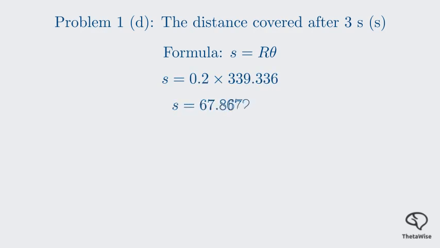Finally, for problem 1, part D asks for the distance covered s by a point on the circumference after 3 seconds. This linear distance can be found using the angular displacement we just calculated. The formula connecting these is s equals r times theta. From part C, theta is 339.336 radians, and our radius r is 0.2 meters. Plugging in the values, s equals 0.2 times 339.336. The result is 67.8672 meters. The memo shows 67.867 meters, which again matches our answer when rounded to the same precision. We have now fully solved problem 1.